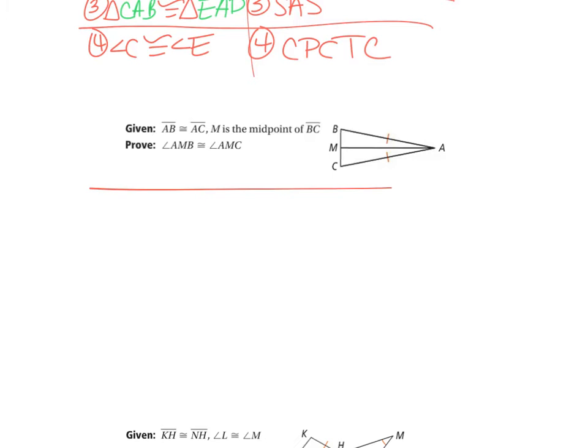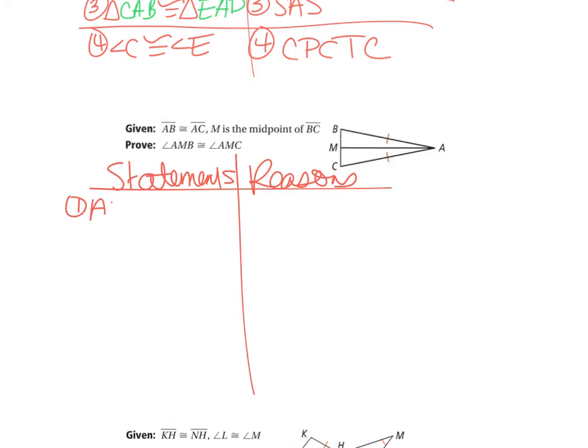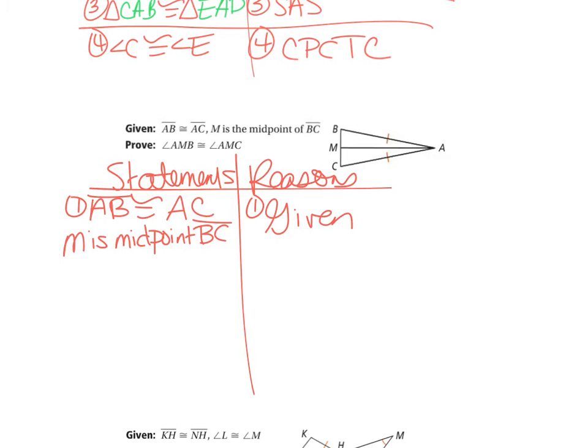Okay. Next one. We have statements, reasons. So we have AB is congruent to AC, and M is the midpoint of BC. And that's given.